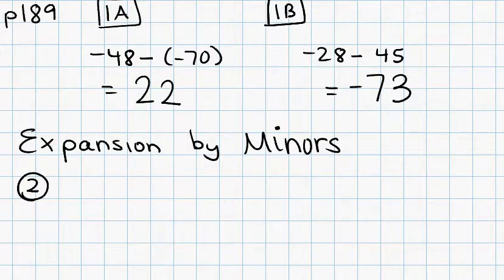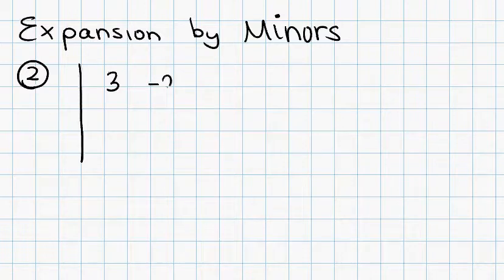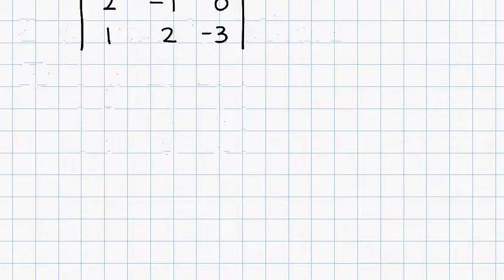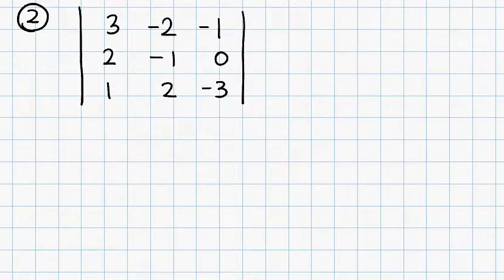So let's write down a matrix that is 3x3. So 3, -2, -1, 2, -1, 0, 1, 2, -3. So we're using expansion by minors. You could pick any row that you want to, but I'm just going to have us use the first row. I think it'll make your life easier, and mine. So the first row is the row we're going to care about.